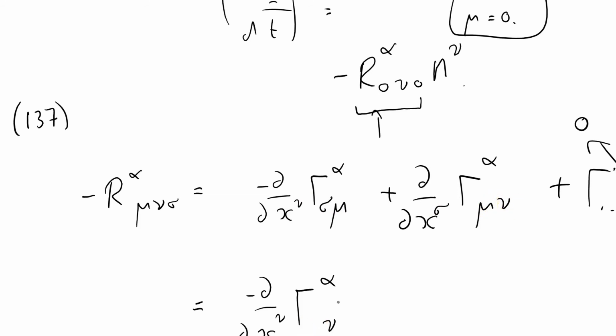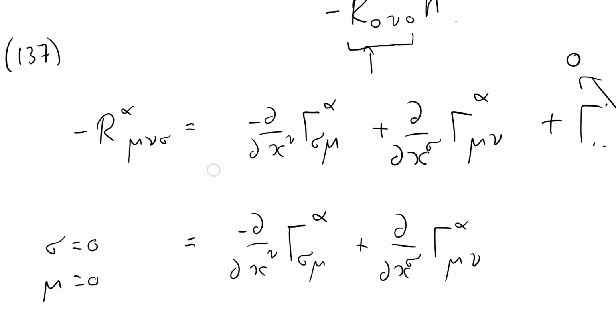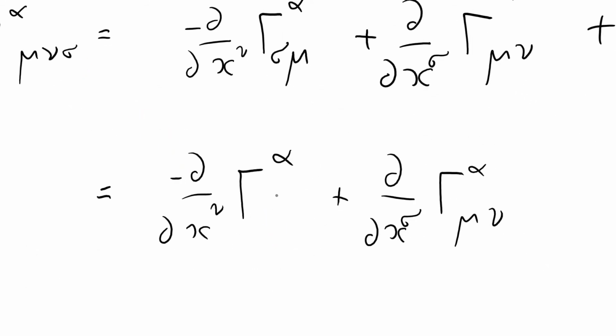Let me just write that out a bit more neatly. No, that was both. They were both wrong. Sigma mu plus ∂/∂x^σ alpha mu nu. That's better. And now I'm going to specify that sigma equals 0 and mu equals 0. So I'm going to pinch in sigma equals 0 and mu equals 0. So that means that these two terms here are zeros.